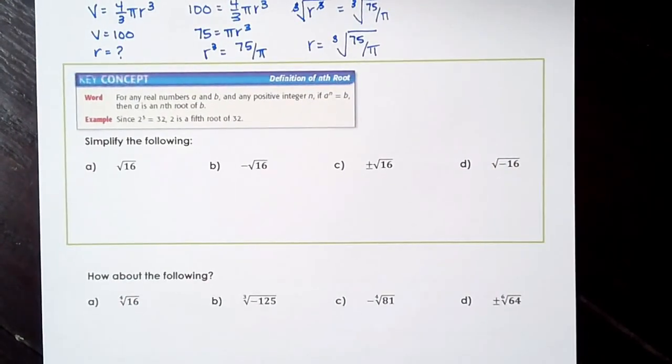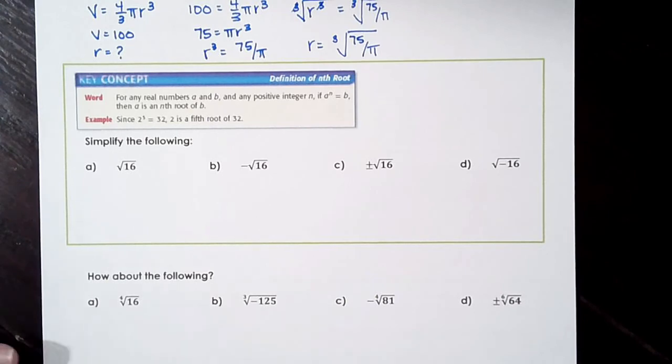However, I am going to jump right into the key concepts. So, for any real numbers a and b, and any positive integer n, if a to the n equals b, then a is an nth root of b. So, for example, since 2 to the 5th is 32, 2 is a 5th root of 32. So that's a whole bunch of fancy words. However, let's just jump into working with the numbers.